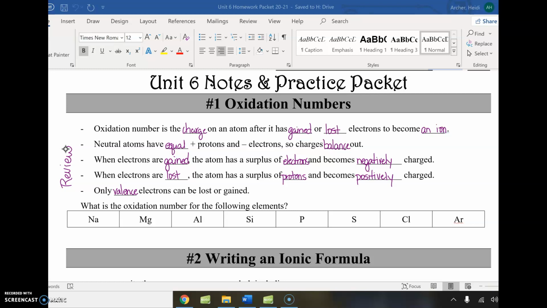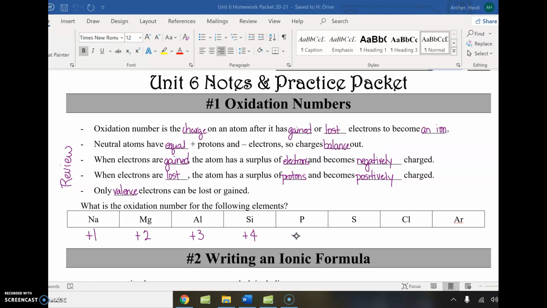So for sodium, it's in group 1, so its oxidation number is +1. For magnesium, it's in group 2, so its oxidation number is +2. Aluminum is in group 13 overall, but that's the third A group, so its charge and oxidation number is +3. Silicon is in group 4, and we won't really deal with these guys in terms of ionic bonding as much for silicon and carbon. But from an oxidation standpoint, it does make a +4.